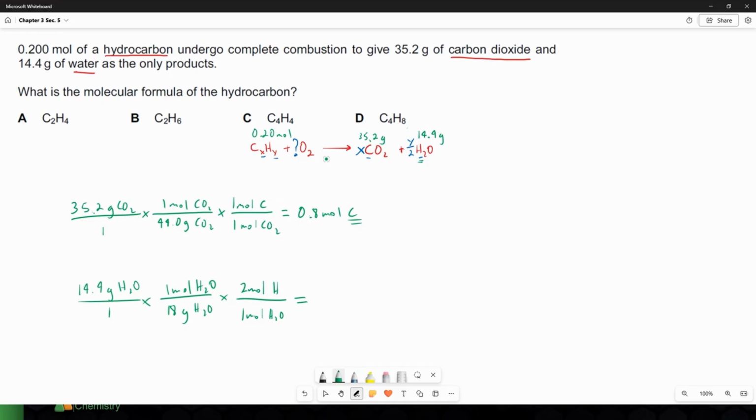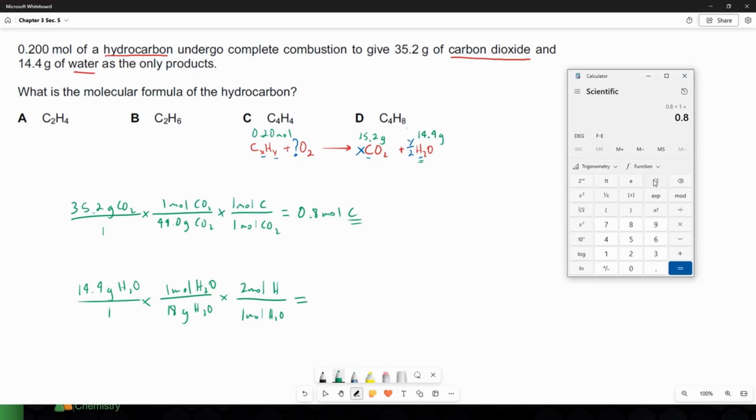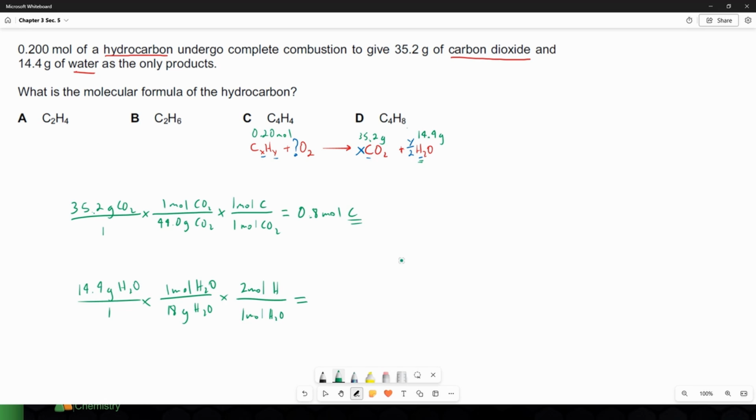So we have here, again, we're going to bring our calculator over, 14.4 grams divided by 18 grams per mole of water times 2, because there are 2 moles of hydrogen per mole of water. That gives us 1.6 moles of hydrogen. So here we have 1.6 moles of H in this compound. So that means that all of these 1.6 moles of hydrogen came from this.